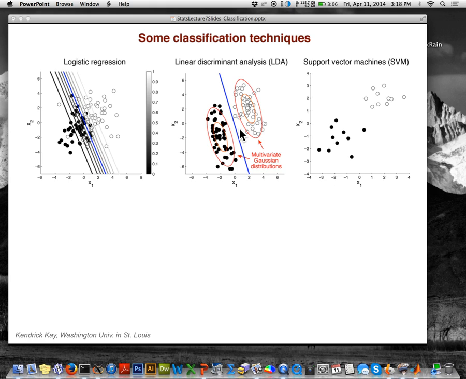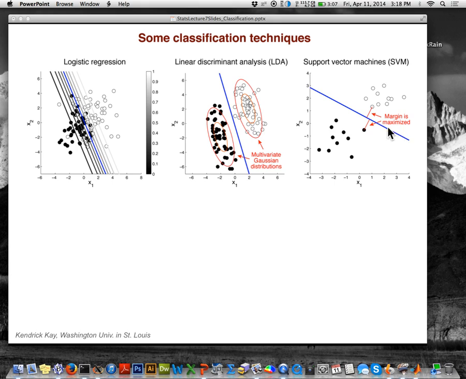Okay, so another classifier. And in a second, we'll reflect on all these different things. So here are some data. And this is support vector machines, or SVM. It comes from the machine learning world. And we want to separate these points, of course. So here's the answer. How do you get that answer? That's what makes SVM different from all of these other ones.